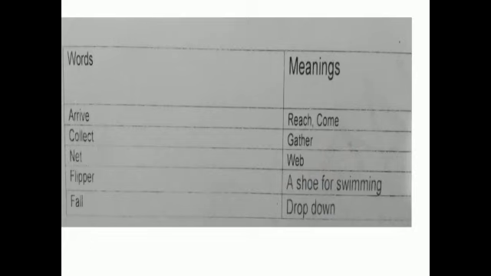So these are our words meaning in the Saving the Turtle lesson. The first word that we have is arrive. Arrive means पहुंच जाना, जिसका मीनिंग है इंग्लिश में रीच, पहुंच जाना या कम आना. नंबर सेकंड वर्ड जो है कलेक्ट, जमा करना, और इसका मीनिंग इंग्लिश में है गैदर.